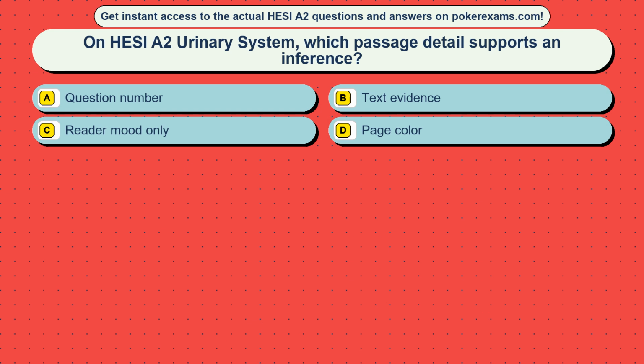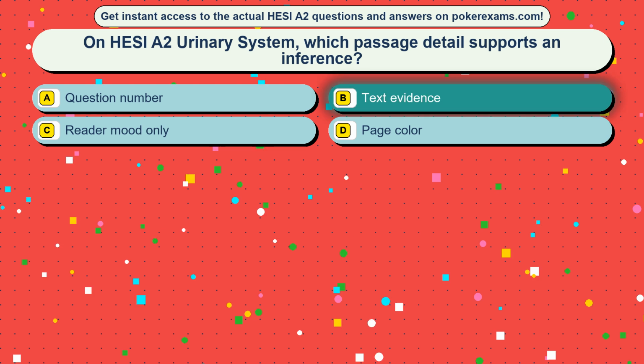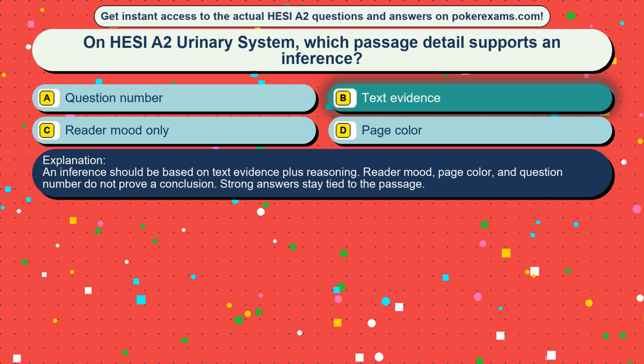Question 44. On HESI A2 urinary system, which passage detail supports an inference? Option A, question number. Option B, text evidence. Option C, reader mood only. Option D, page color. The correct answer is option B, text evidence. An inference should be based on text evidence plus reasoning. Reader mood, page color, and question number do not prove a conclusion. Strong answers stay tied to the passage.